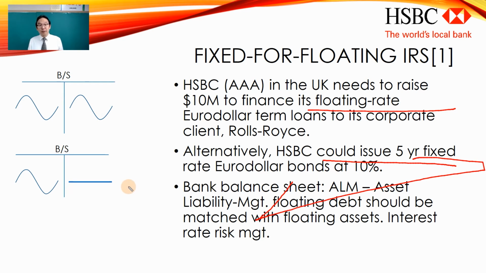rate market? You want to be in sync, right? The asset and liability moving together, interest rate exposure is together. Then you will be safer. But if you have to borrow at fixed rate, whereas your loan is in fluctuating rate, then your exposure to the interest rate risk is huge. So that's a problem. Floating debt should be matched with floating assets, interest rate risk management or minimization. So that's the need for HSBC right now.